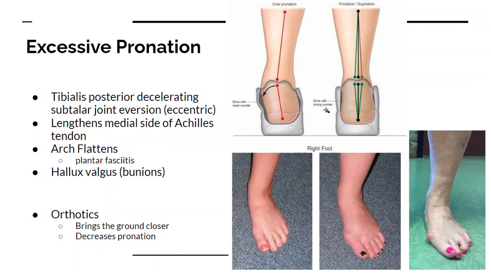But if you are pronating, you might see it in a shoe, right? So you can kind of compare less pronation to more pronation on the left. It will lengthen the medial side of your Achilles tendon, so sometimes you'll have some irritation there. Your arch may flatten, and you may get plantar fasciitis. So that's an irritation of your plantar fascia. And a lot of times, as you can see in this picture, this is not my foot, but it could very well be, you will have hallux valgus, or what is colloquially termed bunions.